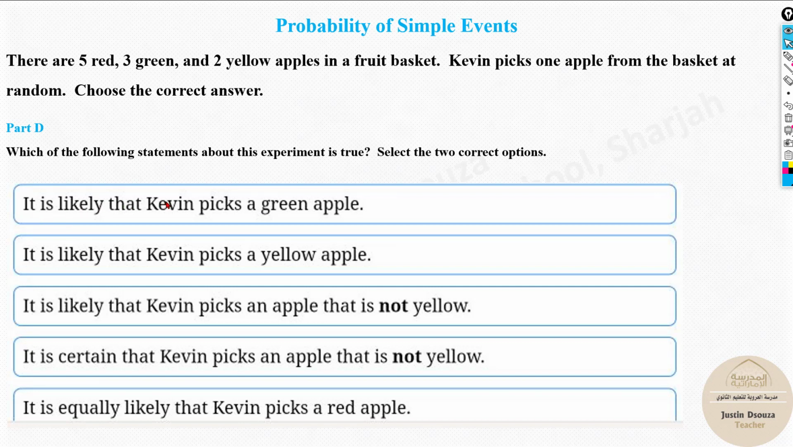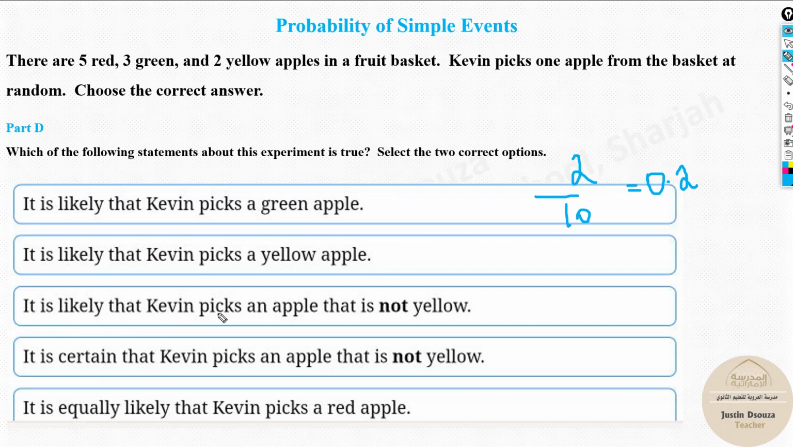It is likely that Kevin picks a green apple. No, because there are other apples that are more in number. The probability is higher in them. So the probability of green is just 0.3, which is no, wrong. It's not likely. Let's see the next one. It is likely that Kevin picks a yellow apple. So the probability of picking a yellow apple is just 20% or 0.2. So no, because that's only 2, right? It'll be 2 by 10 or 0.2. So no, this is also not likely.